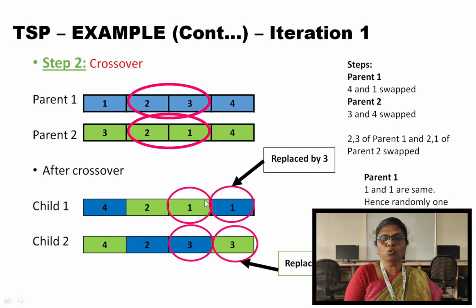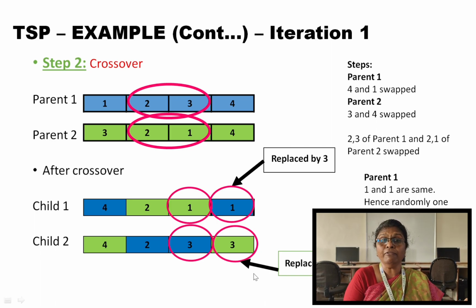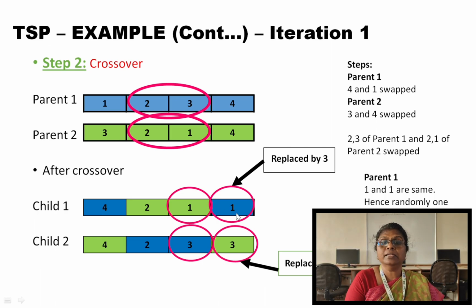Child 1 is 4211 and child 2 is 4233. But unfortunately, you can see here that the cell repeats. See here, 1 repeats and 3 is missing. It should not be like this. When you obtain a child, it should be perfect. We expect the children to be perfect.